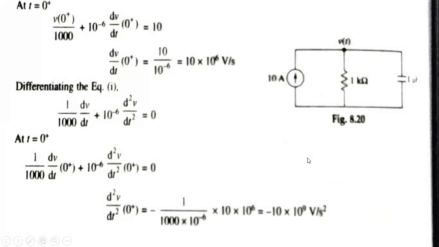Now go for the next, that is whenever you are applying again t equals 0 plus. So differentiate equation number 1. First of all, note down the 0 plus everywhere. So V(0 plus) by 1000 plus 10 into 10 raised to the power minus 6 into dv by dt at 0 plus is equal to 10. After writing this, take the dv by dt term to one side. So dv by dt at 0 plus is equal to 10 divided by the capacitor value.